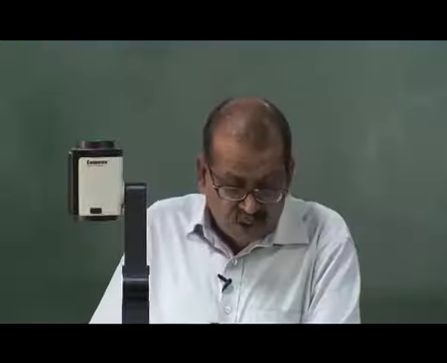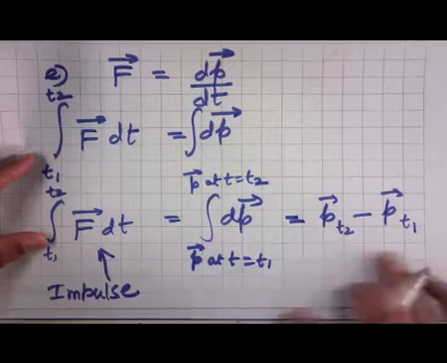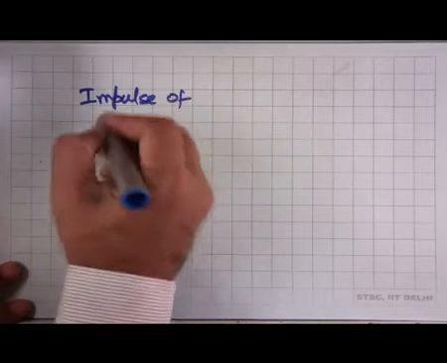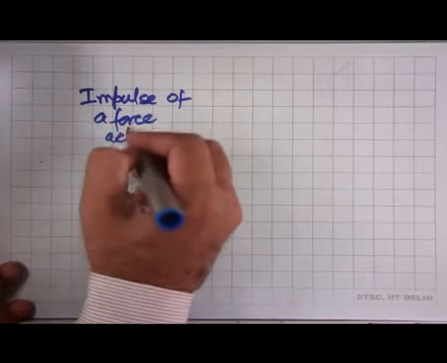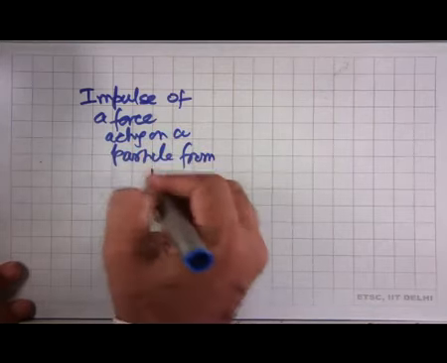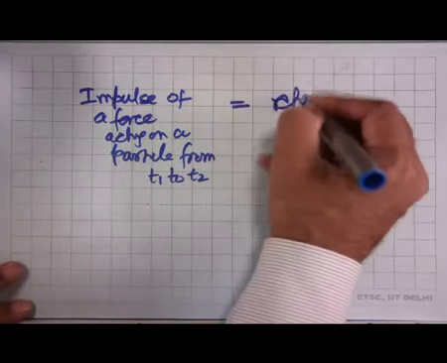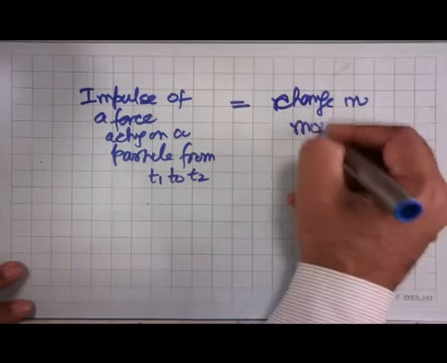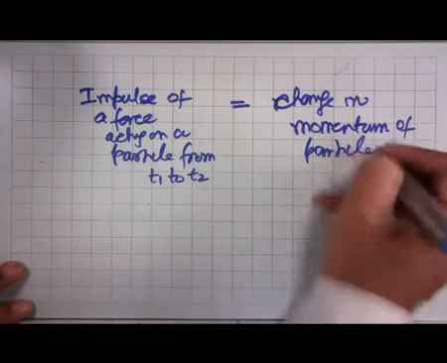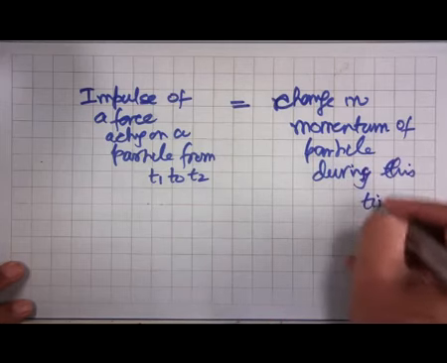So, we can define impulse is equal to p at t2 minus p at t1. So, we can say the impulse of a force acting on a particle from time t1 to t2 is equal to the change in momentum of the particle during this time interval.